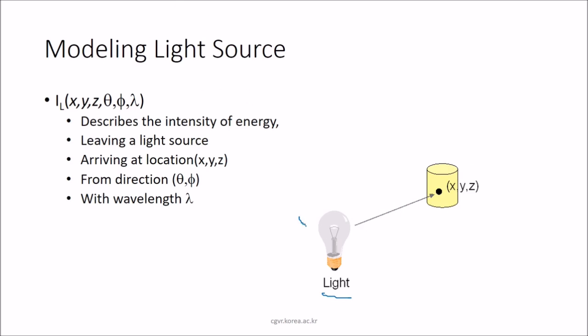The modeling of light source. This is a light source, and we describe it by the expression I, which is a function of x, y, z, theta, phi, and lambda. This describes the intensity of energy leaving the light source and arriving at the location xyz, from a certain direction, which theta and phi tell you, and lambda is the wavelength of the light. This is the modeling of light sources.